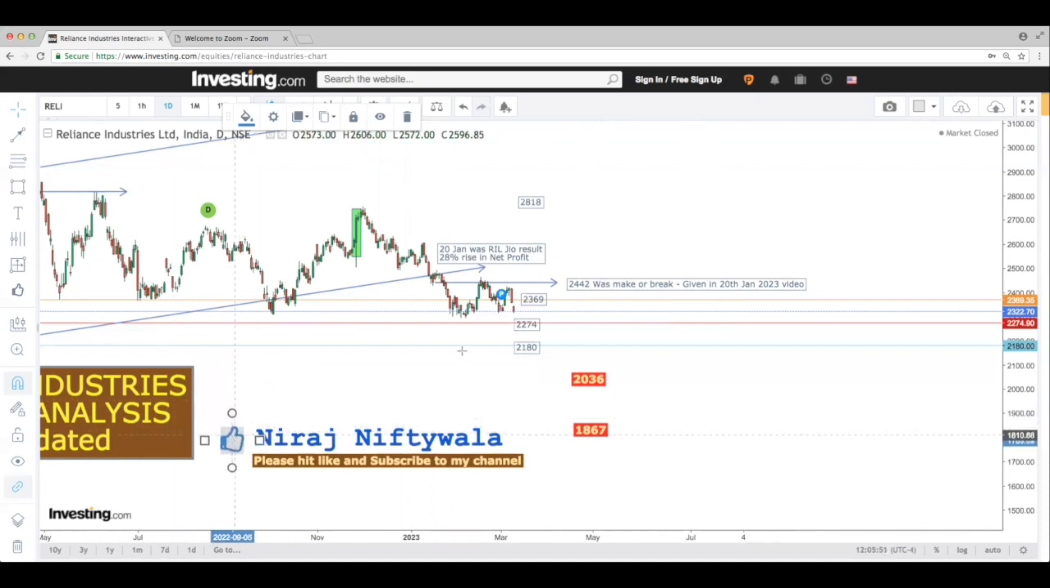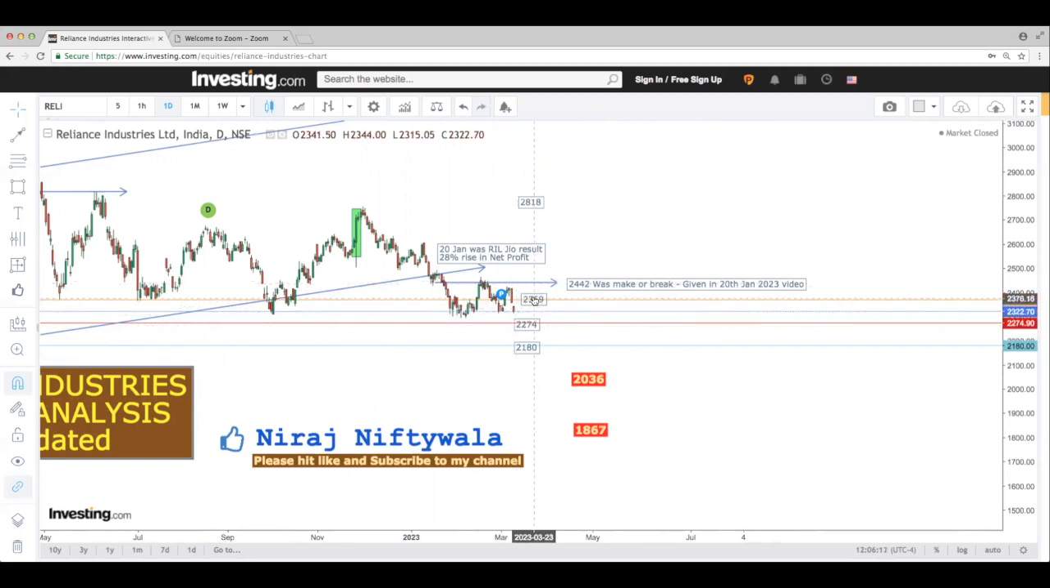Now I request you to make a note of the new levels. 2442 has not come after the first attempt, that was 20th Jan. In the second attempt, it tried to make it on 16th February. In the third attempt, it tried to make it near 6th of March. It made 3 attempts, this level has not come, and now it's trying to go towards the lower side.